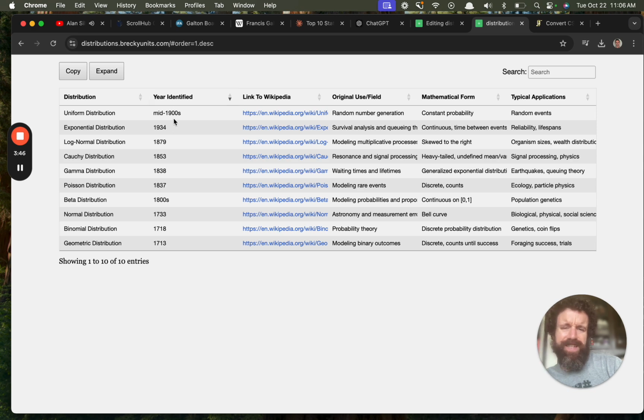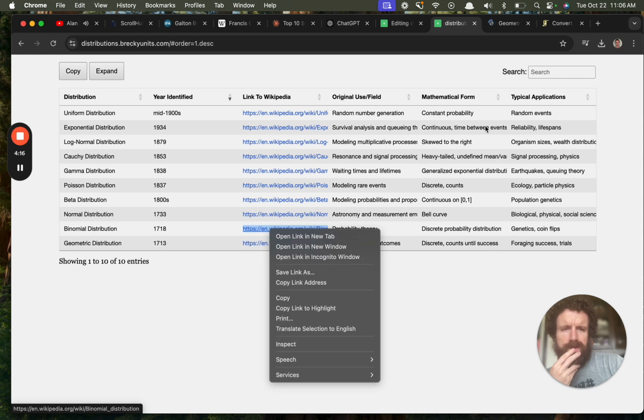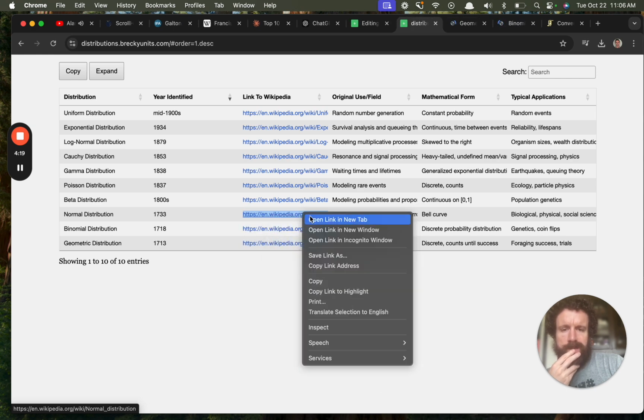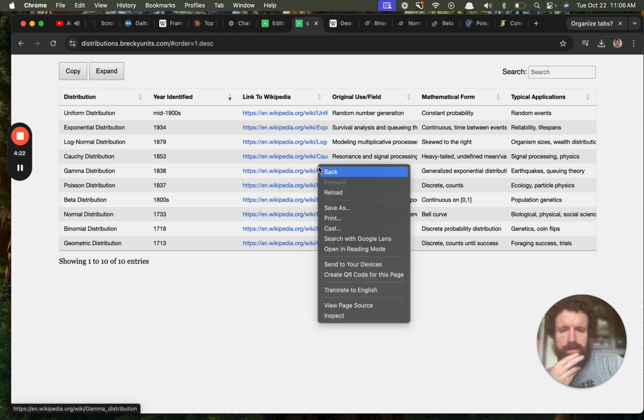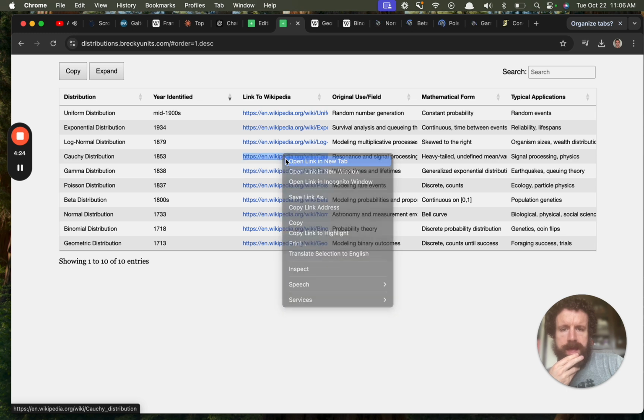Uniform. I mean, 1900 is uniform. I don't know. Exponential, log normal, Cauchy, gamma, normal. Oh, the normal is 1733, so this is way before Mr. Galton. Okay, so now we want a screenshot of all of these. Maybe we'll have to make our own. We're going to max out at 10 minutes here.